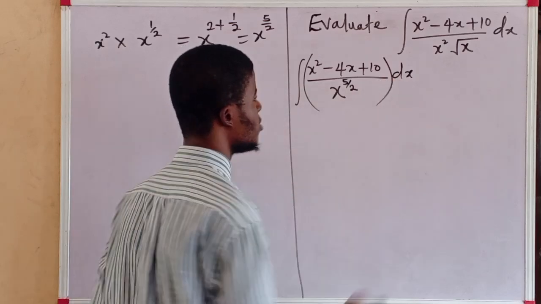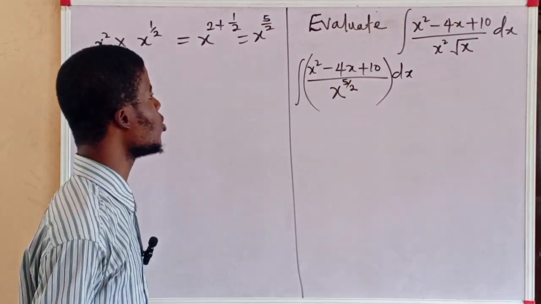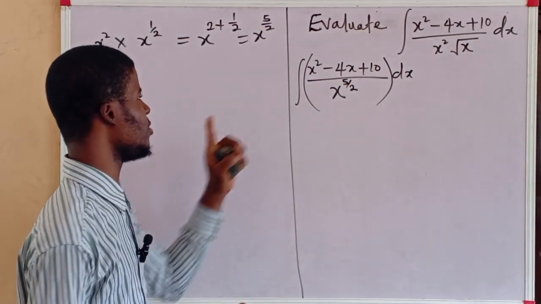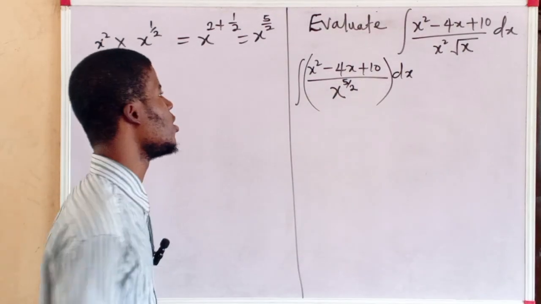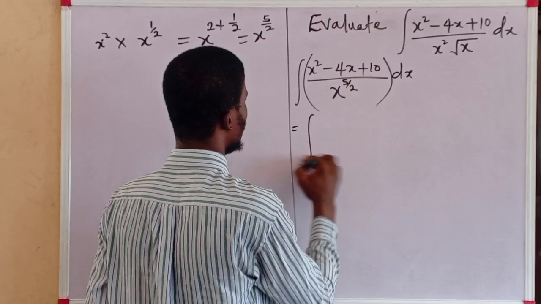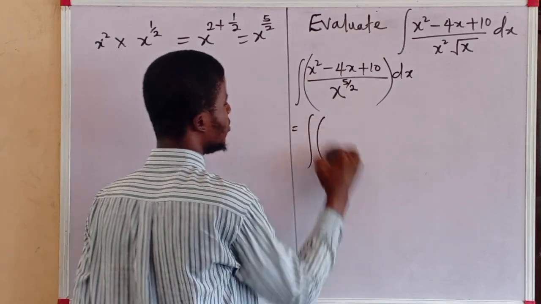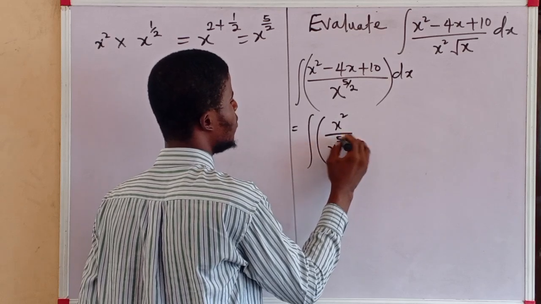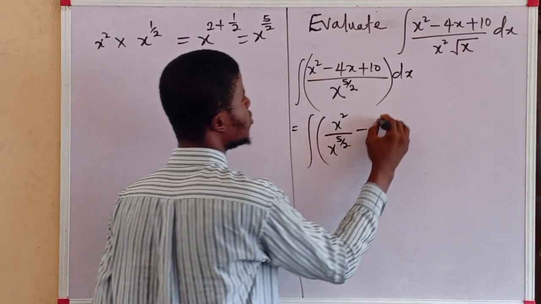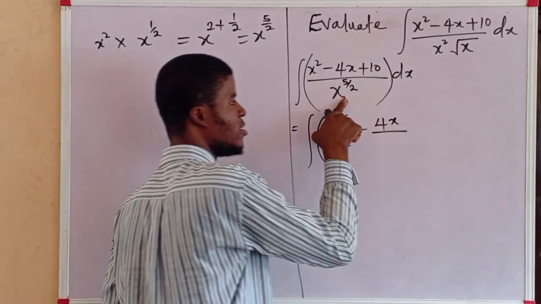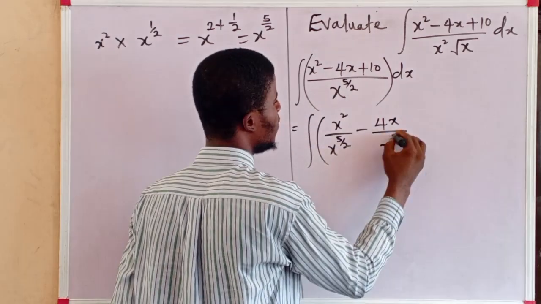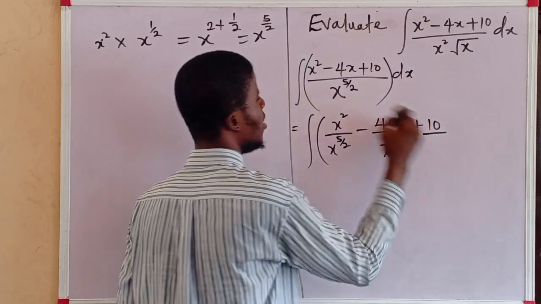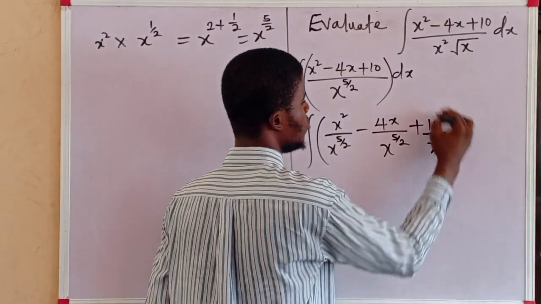I can put this in brackets if I choose to. So to do this now, what we have to do is this. I want to split the expression in brackets. See what I'm saying? This is x², so I have x² divided by x^(5/2), then minus 4x divided by x^(5/2) again, and plus 10 divided by x^(5/2) dx.